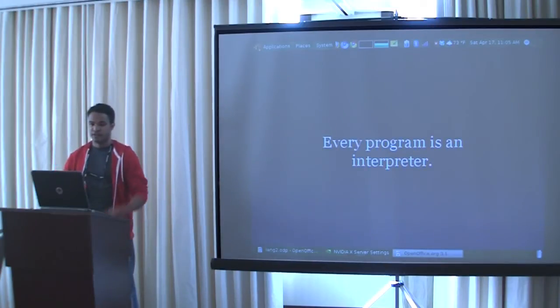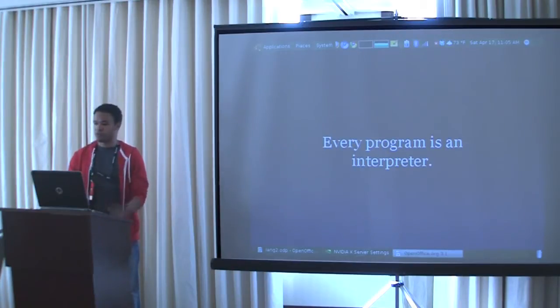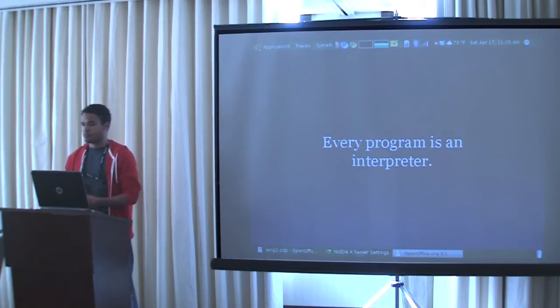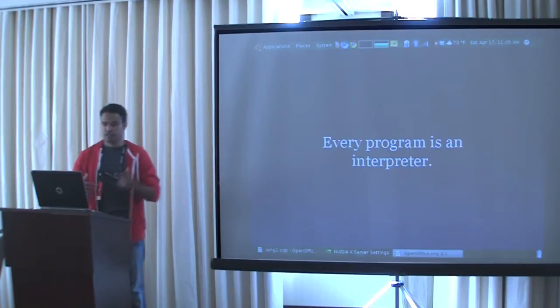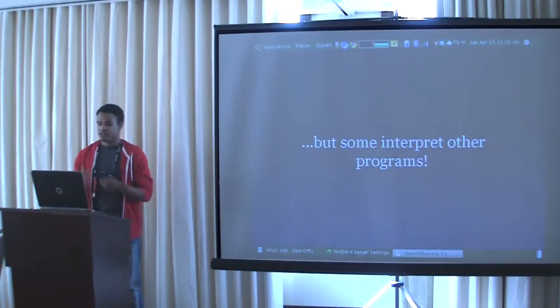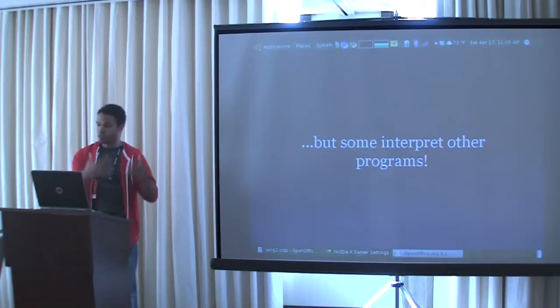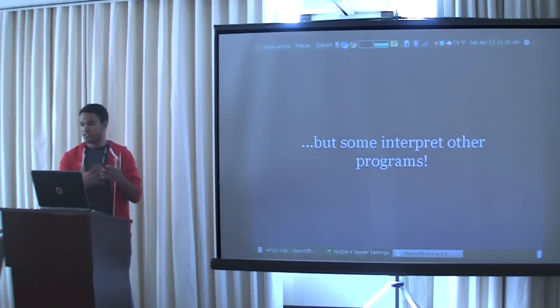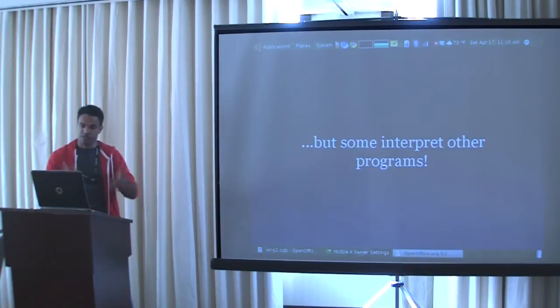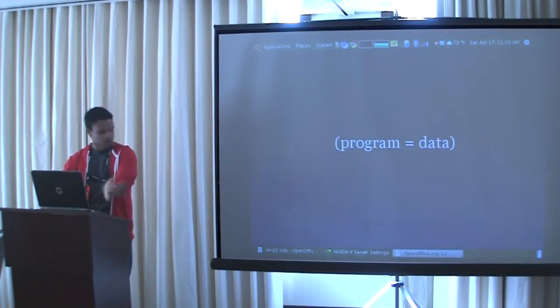The basic idea I want to get across before we dive into it is, every program we write is basically an interpreter. We get data as input, and we execute based on the rules of the program. But some programs take other programs as input, and so the other program is transformed into data, and our compiler or our interpreter executes rules based on how we want that structure to be interpreted. So, program equals data.